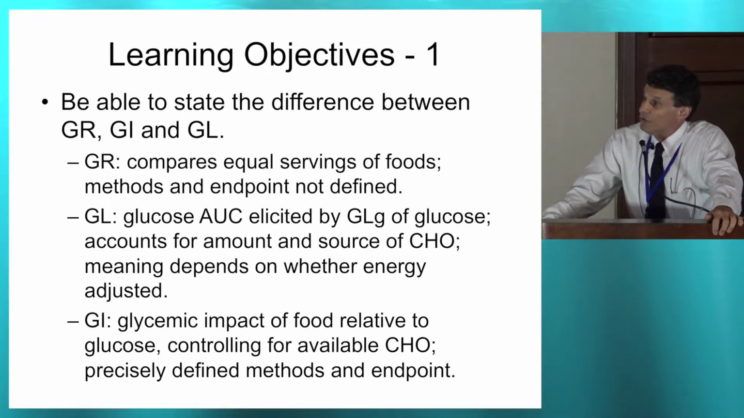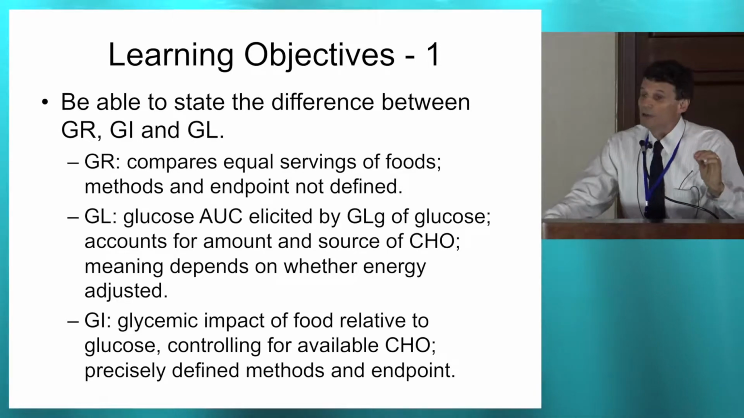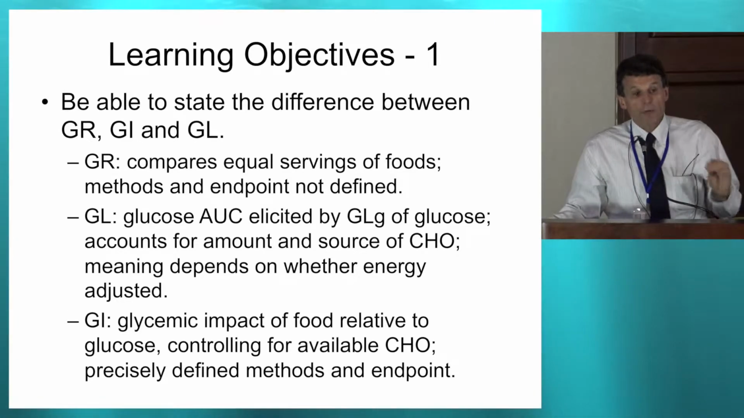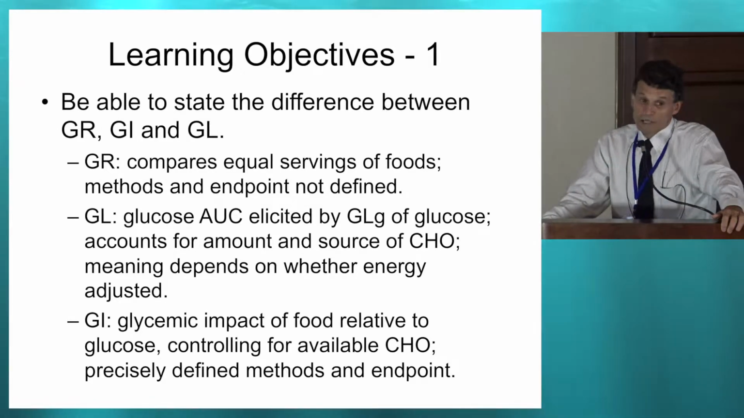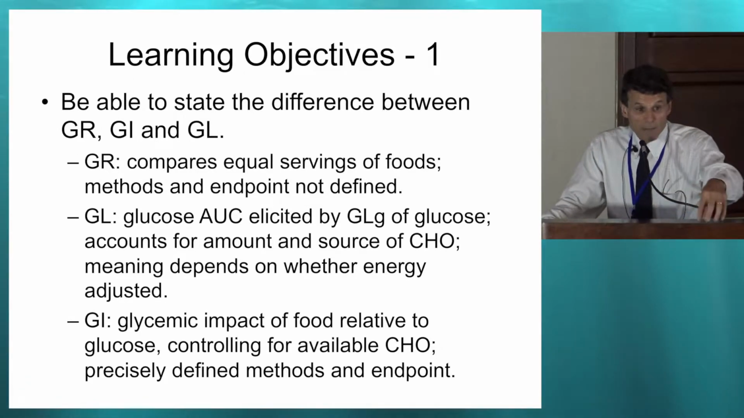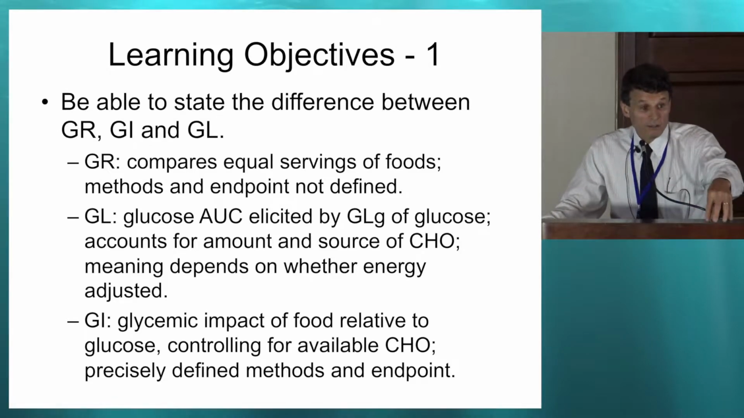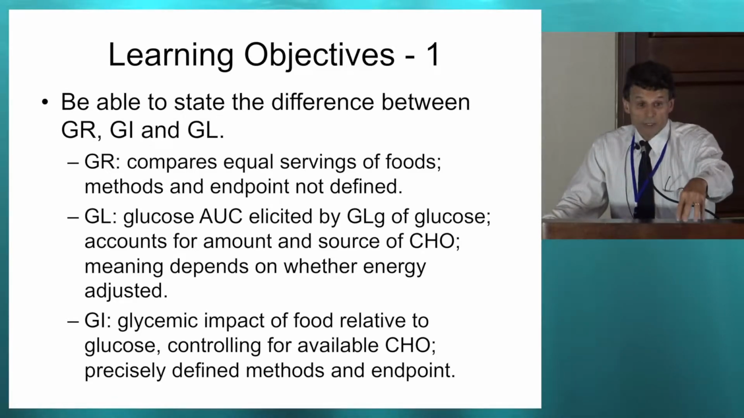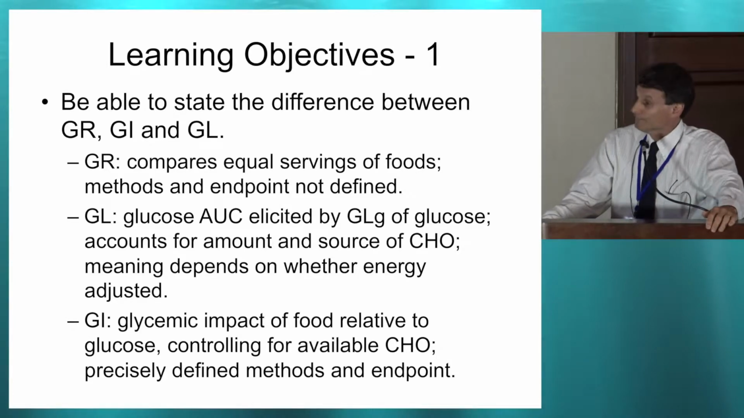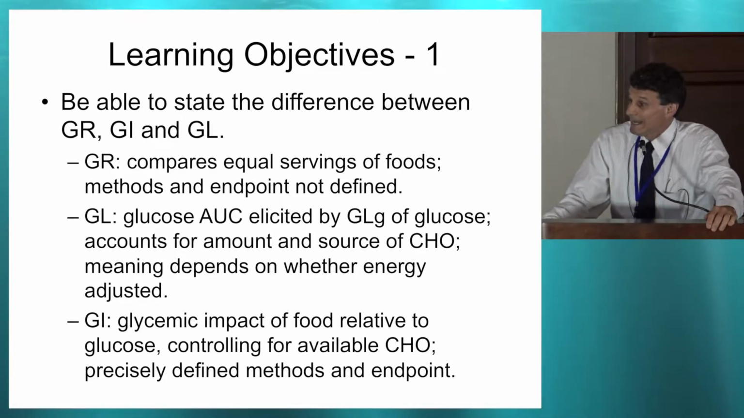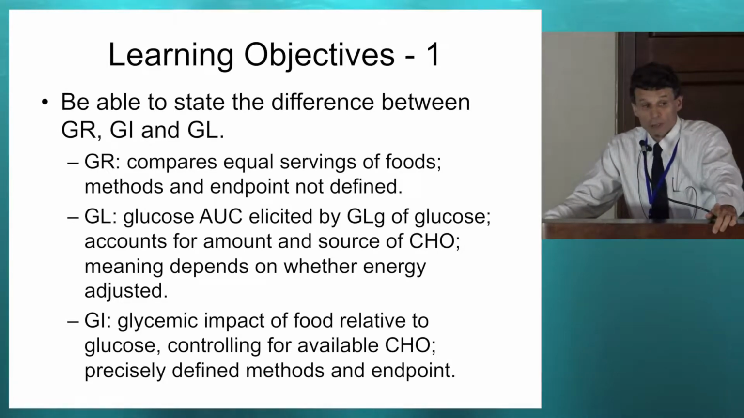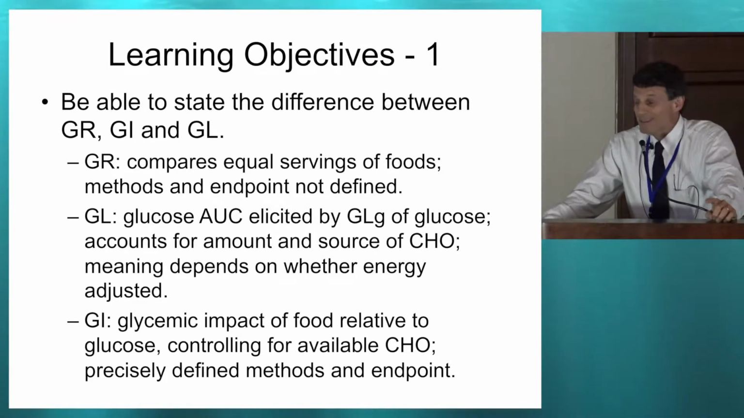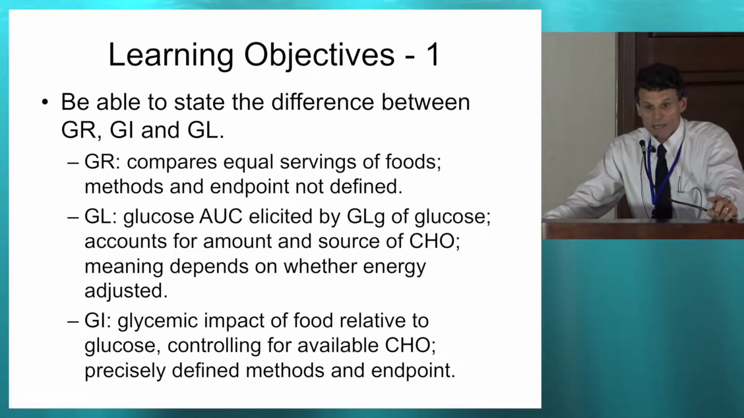It accounts for the source and amount of carbohydrate, at least in the terms of the way it's popularly thought to mean. But in fact, the meaning depends on whether energy is adjusted or not. And most of the data, my understanding, all the epidemiological studies supporting this, they adjust for energy. Glycemic index is the glycemic index of a food relative to glucose, controlling for available carbohydrate. It's a precisely defined methodology and precisely defined endpoint.